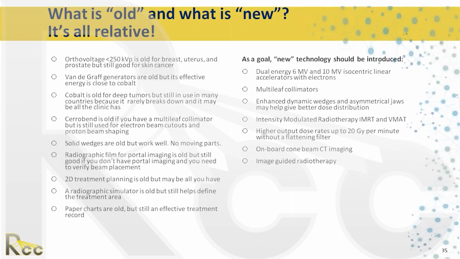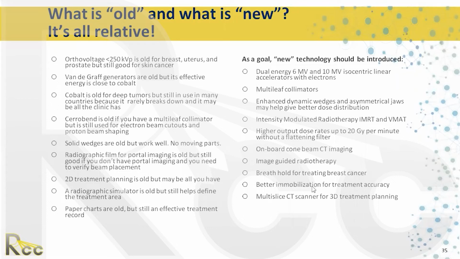Image guided radiation therapy, where the daily CT image is compared to the planning CT, and the patient is adjusted. Breath hold for breast cancer to get the heart out of the way. Better immobilization. Multi-slice CT scanners that give you 3D treatment planning. And then a network to tie it all together so that the CT scanner talks to the treatment planning computer, which then talks to the linear accelerator, and everything is recorded in an electronic chart.